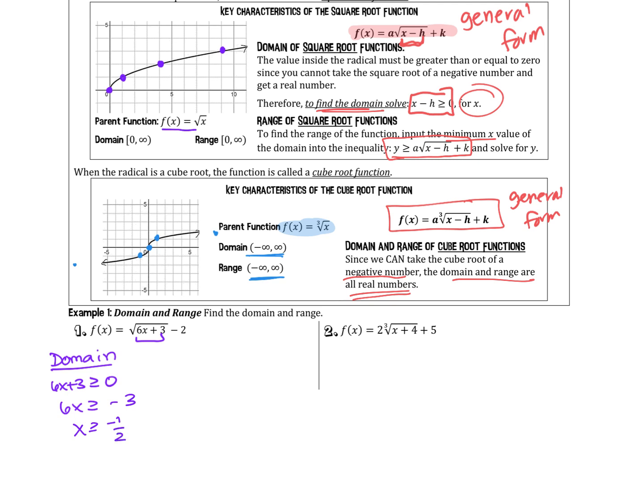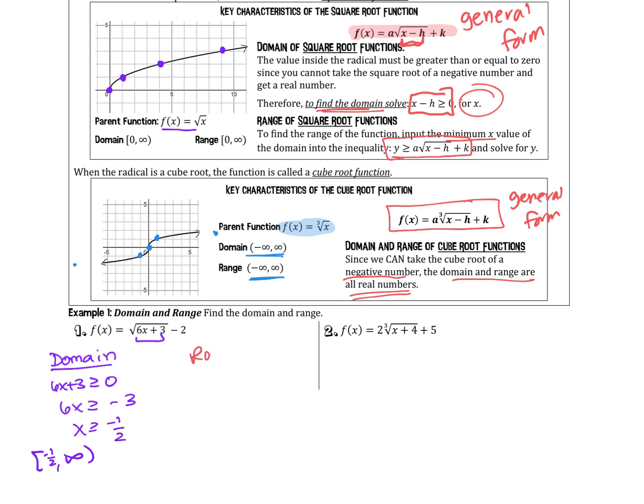Now, remember, you only flip the inequality when you divide by a negative number. So even though there's a negative number involved, I didn't divide by a negative number, so I don't have to worry about that here. So our domain, square brackets, is negative 1/2 up to infinity. Now, if I plug negative 1/2 in, that'll make the inside of the square root 0. That's fine. We're allowed to take the square root of 0. It's just 0. And then we can subtract 2.